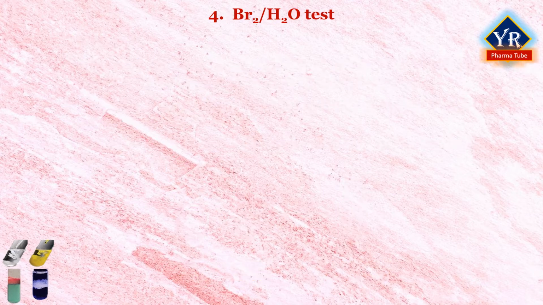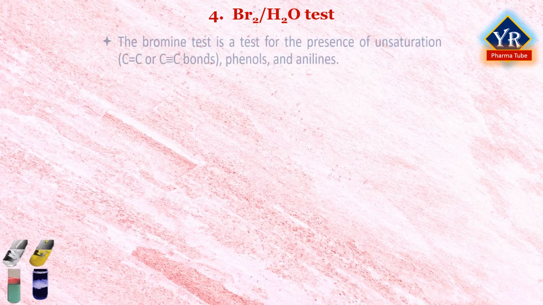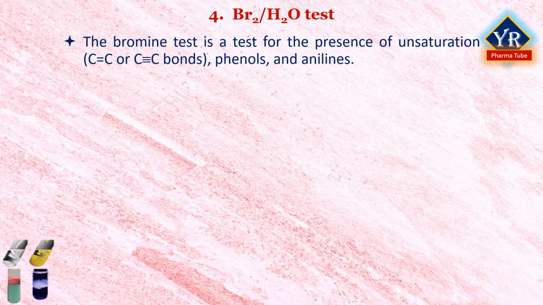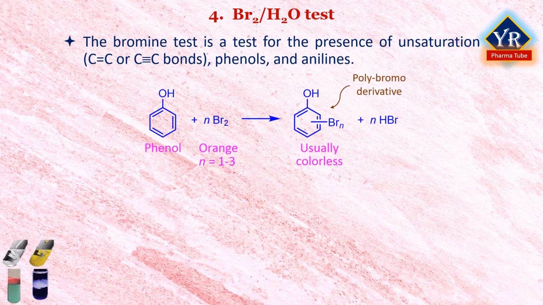Number 4. Bromine water test. The bromine water test is a qualitative test for the presence of unsaturation, that is the compounds having carbon-carbon double or triple bonds, phenols and anilines. This test is based on the electrophilic substitution reaction of phenol with bromine. When phenol reacts with bromine water, it gives a polybromo derivative as shown in the reaction.